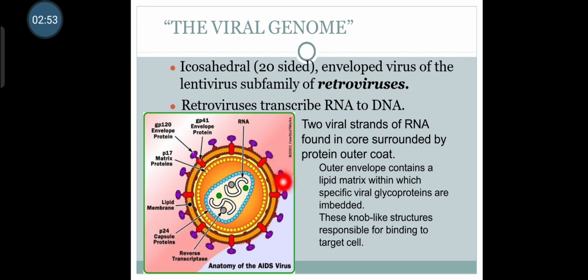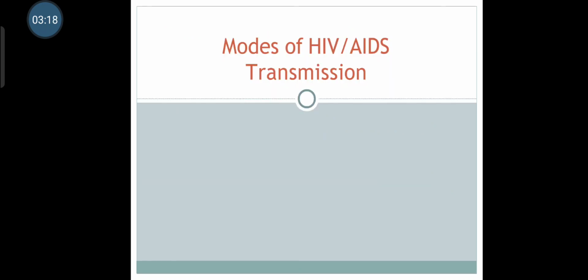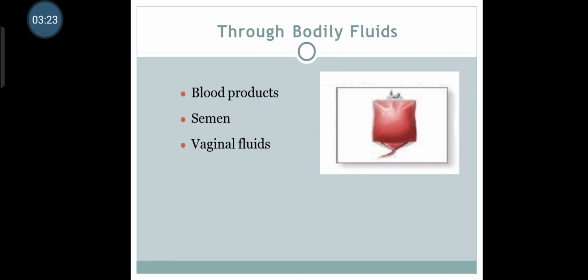The outer envelope consists of a lipid matrix in which specific viral glycoproteins are embedded. Here these violet color structures are the specific viral glycoproteins. These knob-like structures are responsible for binding the target cell. They attach to the CD4 cells with their glycoproteins and enter into the cells.